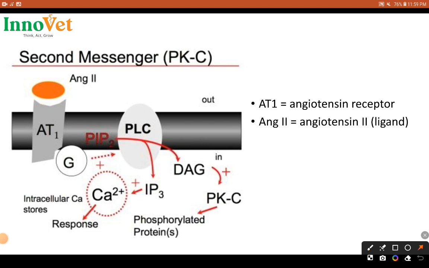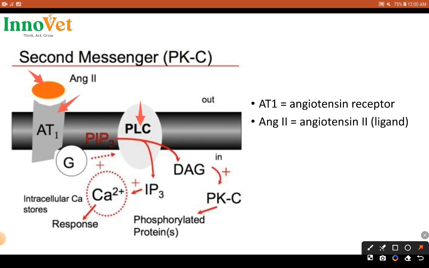So let's look at an example where we have phospholipase C as our enzyme. We have our ligand, in this case angiotensin 2, binding to the G protein coupled receptor, which is the angiotensin receptor, activating it, and it will go on to activate phospholipase C.